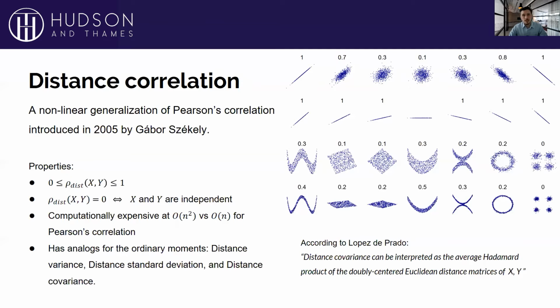But in some applications, you may not need to actually calculate distance correlation for the whole data set. And in some applications, you can use a rolling window approach that neglects this problem. Another property is that the distance correlation has its analogs for ordinary moments: distance variance, distance standard deviation, and distance covariance, which makes it an easier item to use where previously Pearson's correlation was used and to test it around.